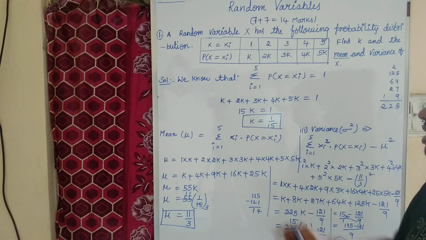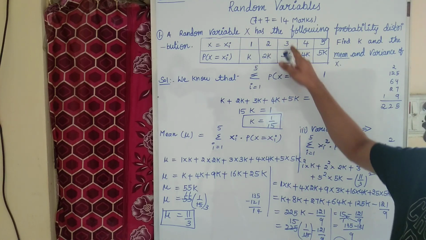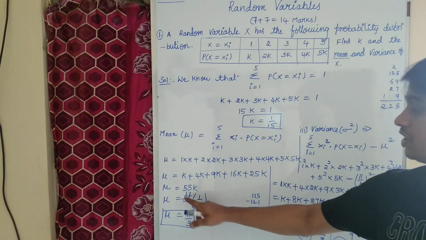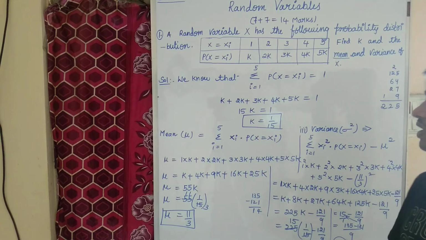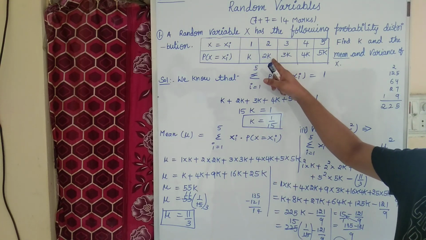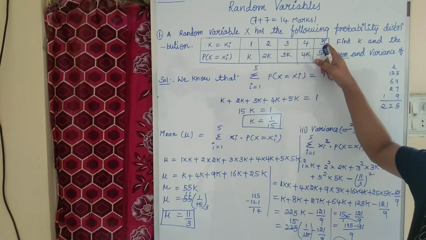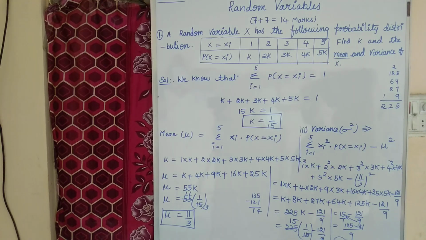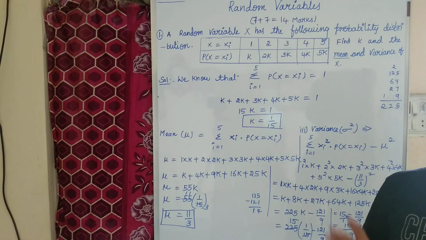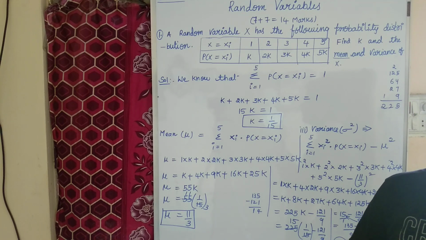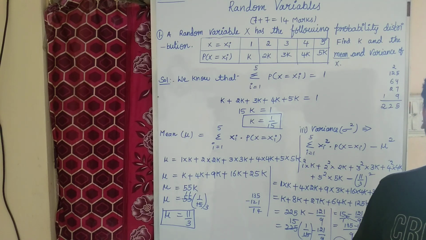Second question, mean. Mean means simply we have to multiply these two, and after that you will get the answer. In the place of k, you have to substitute. Variance: square, multiply; square, multiply; square, multiply; square, multiply; minus mu square. Then you will get the value of variance. So, this is the most important question, children. You have to practice. Until and unless you practice, you will not get the answer. That's damn sure. Okay.